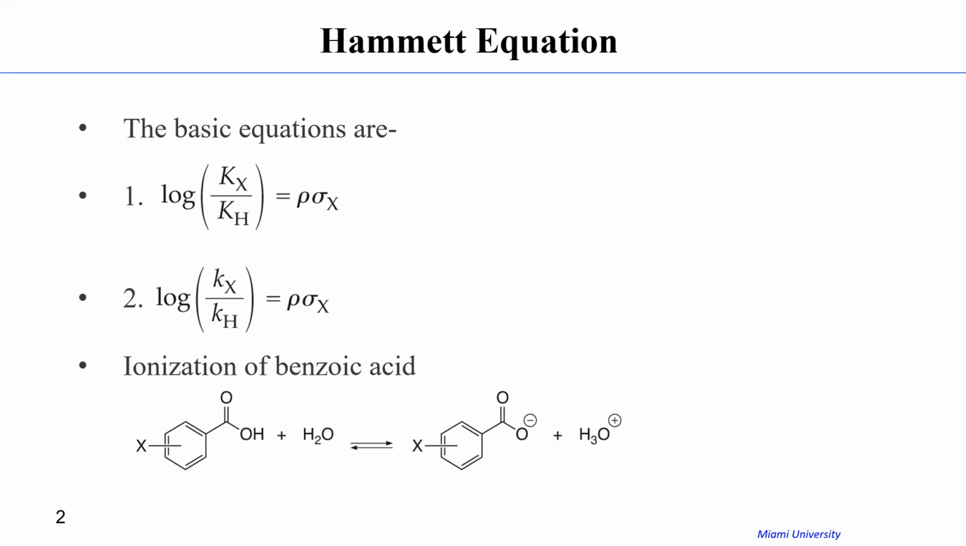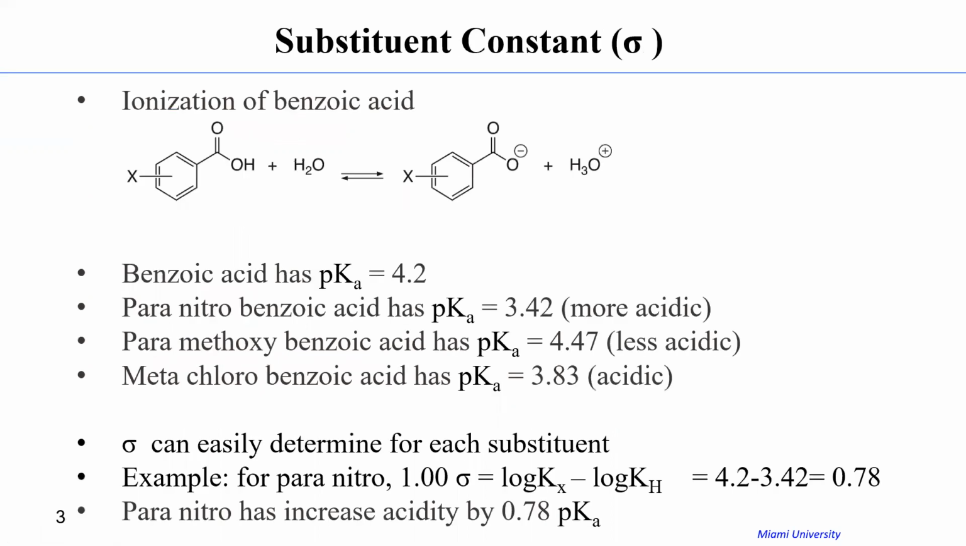Then I started reading more and learned that we can easily determine the pKa, and from the pKa we can easily determine the substituent constant. As an example, the pKa of benzoic acid is 4.2, and if we put a substituent in the para or meta position, this is also new to me, that I cannot explain it through the ortho position due to steric effect.